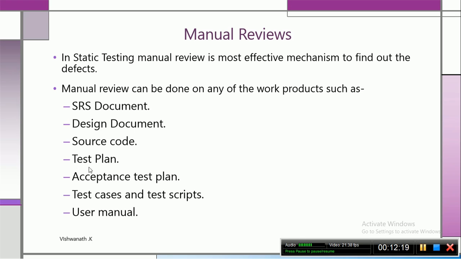We apply it on a test plan, on an acceptance test plan, and the test cases, and test scripts and user manuals. So these are the work products on which we can apply the manual review process or static testing process. We'll see them one by one.